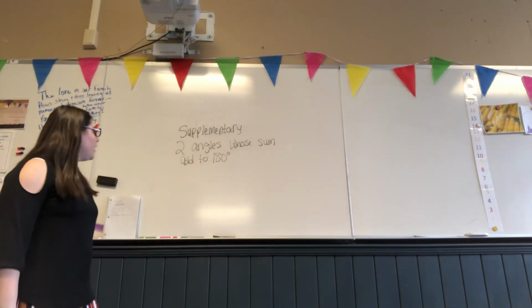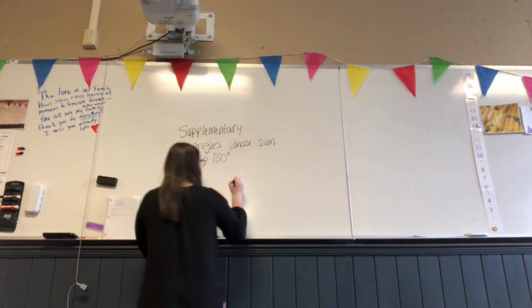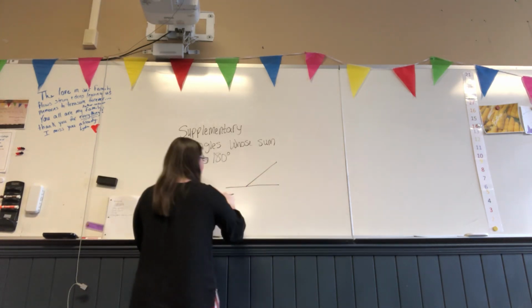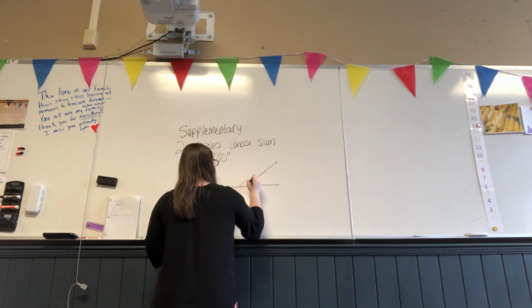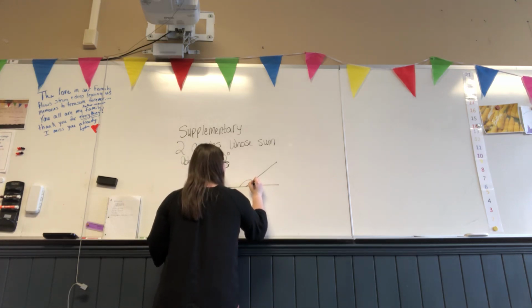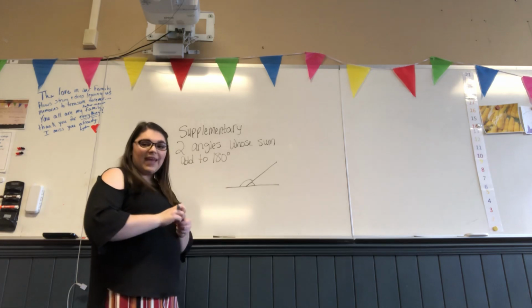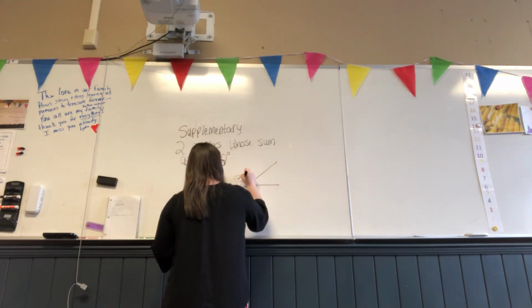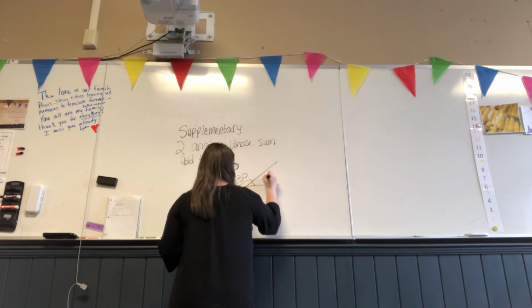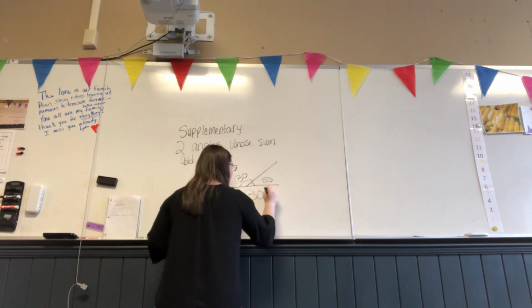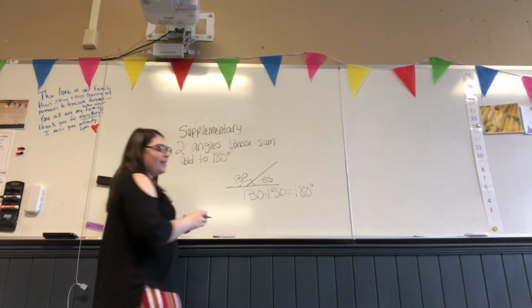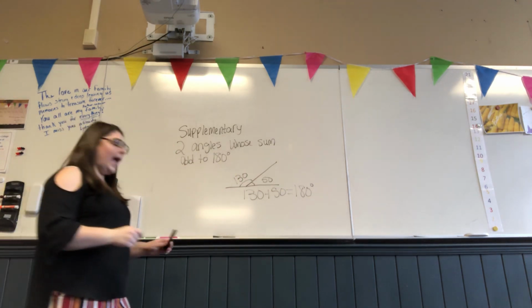So supplementary looks something like this. This would be a supplementary angle. We've got this angle and this angle, and those 2 angles added together would give me 180 degrees. So this angle could be 130, and this angle could be 50. And 130 plus 50 is equal to 180 degrees. That's what makes that a supplementary angle.